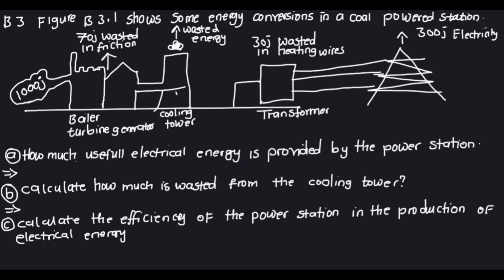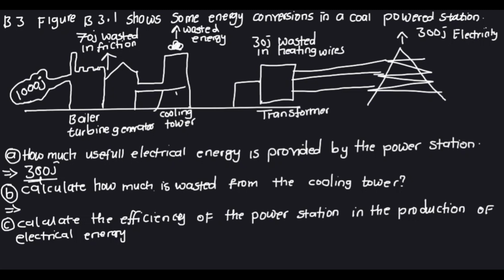Now let's look at the first question here. How much useful electrical energy is provided by the power station? From this 1000 joules as our input, the 300 joules was our output. So this is our answer here. 300 joules was produced as the useful electrical energy. Now let's move on to question B.